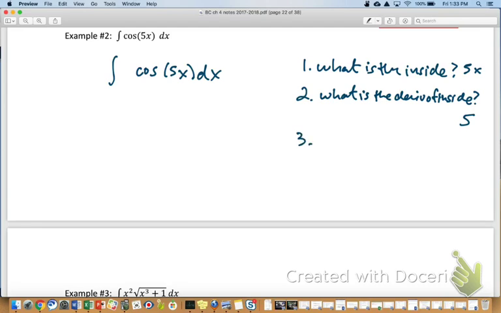It's 5. So then, for this reversed chain rule to work, because that's really what we're doing here, to truly reverse the chain rule, you have to answer this question: is the other factor, the one that's outside of your main composite, a 5? Is your other factor a 5? And the answer is no. What is it currently? 1. It's 1 times cosine 5x.